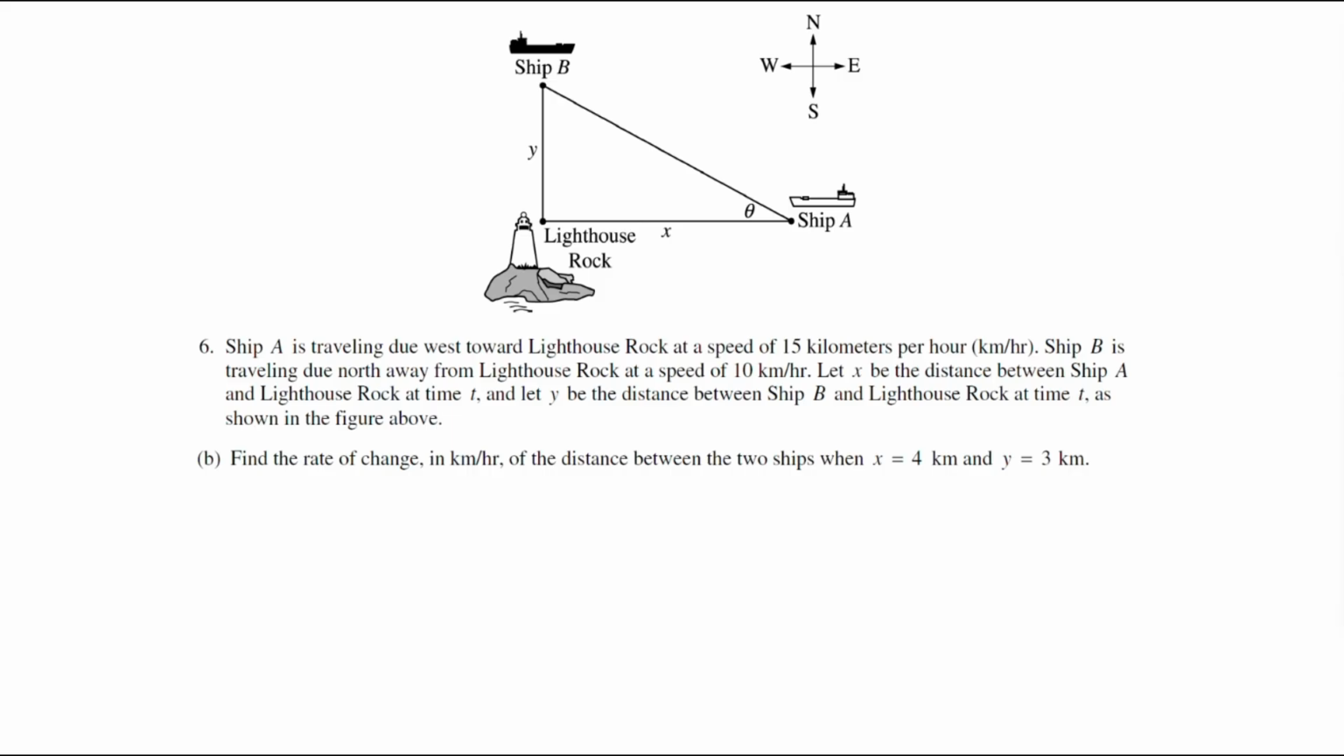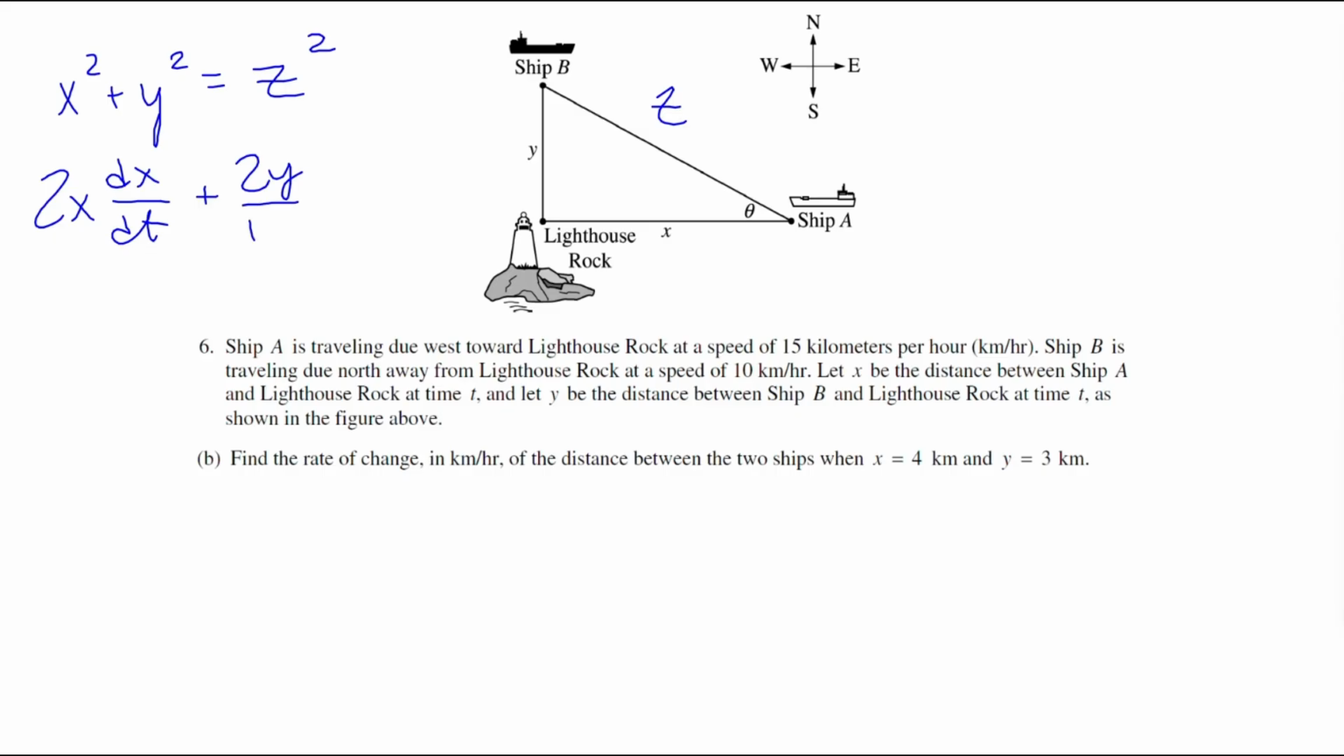In part B, it wants us to find the rate of change in kilometers per hour of the distance between the two ships when X is 4 and Y is 3. Well, we're going to use that same idea of, let's just call this Z here. So we're looking for dz/dt, and we know that x squared plus y squared is equal to z squared. Or in other words, if we take the derivative with respect to t, 2x dx/dt plus 2y dy/dt should equal 2z dz/dt. And we're looking for dz/dt.